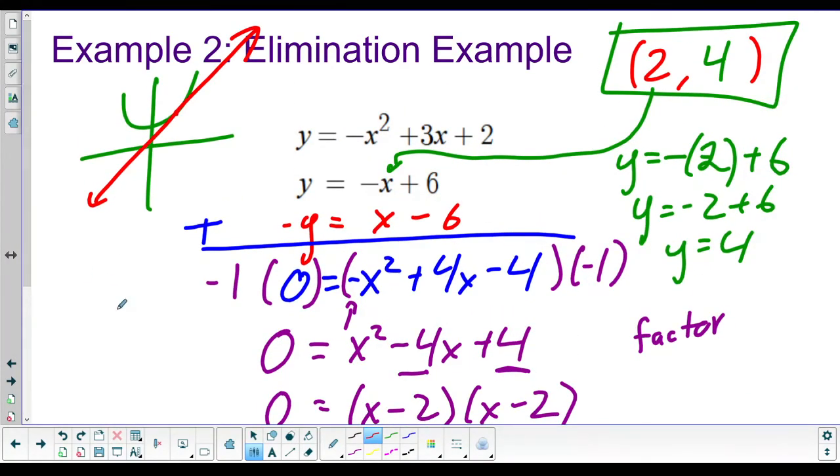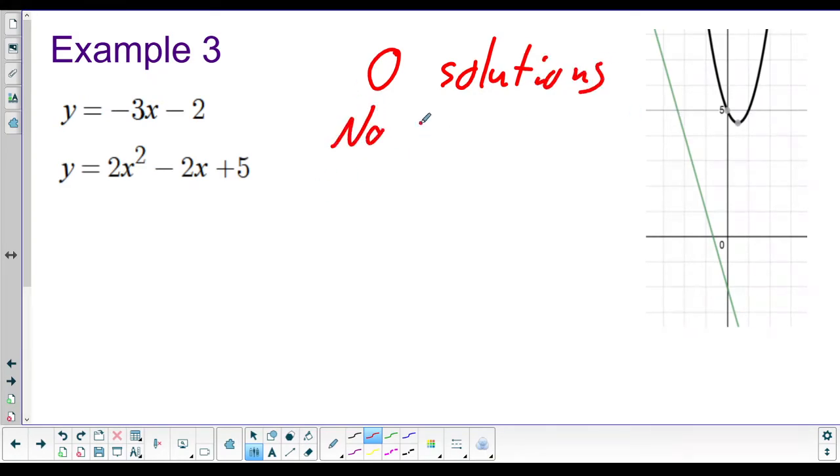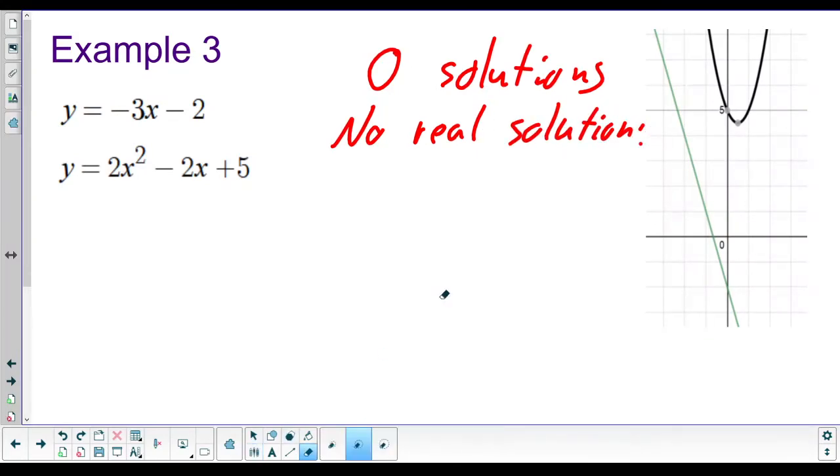Okay, there you go. So we've done a substitution. We've done an elimination. You could graph them. Here you go. There's a graph. So we know this is 0 solutions, or no real solution. Okay, so no real solution. And we can tell that because of the graph.